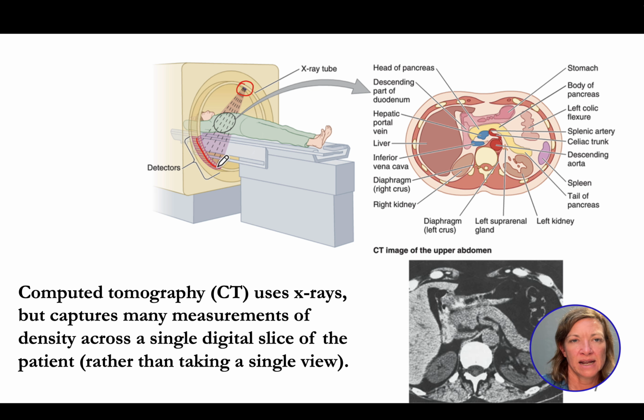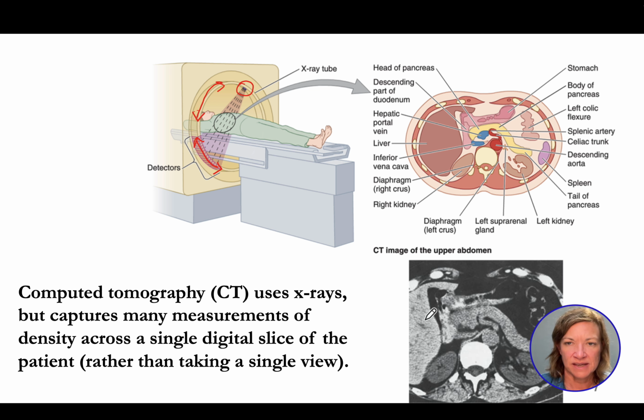opposition on a ring of an array of detectors. And that spinning around the body is what isolates a slice of the patient. The upshot of this is with CT, compared to standard X-ray, you get a whole bunch of soft tissue resolution that are missing on a standard plain film X-ray.